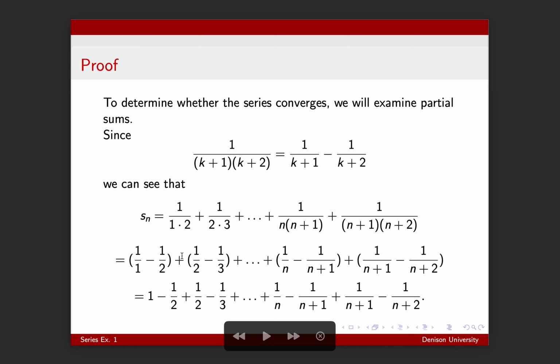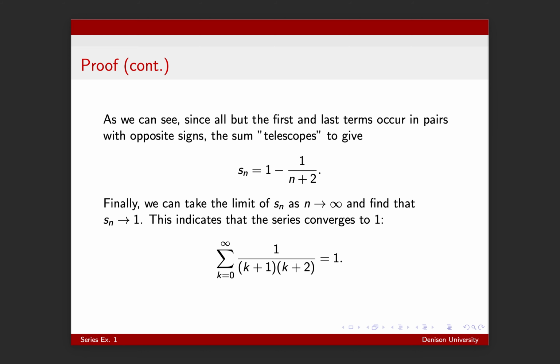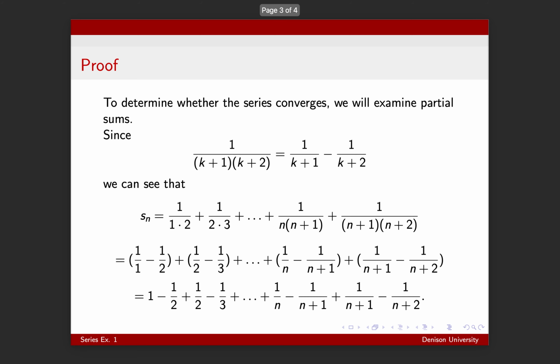So distributing these addition signs into the parentheses, we get 1 minus 1 half plus 1 half minus 1 third plus ... plus 1 over n minus 1 over (n plus 1) plus 1 over (n plus 1) minus 1 over (n plus 2). As you can see, since all but the first and last terms occur in pairs with opposite signs, the sum telescopes. There's nothing really to cancel out this first term, but we have negative 1 half plus 1 half, that's 0.